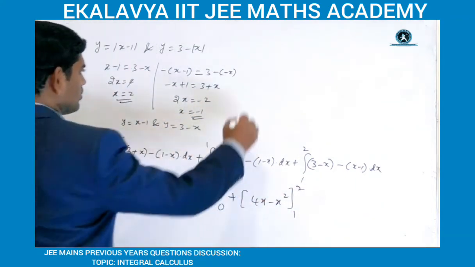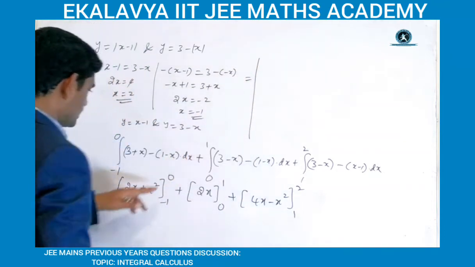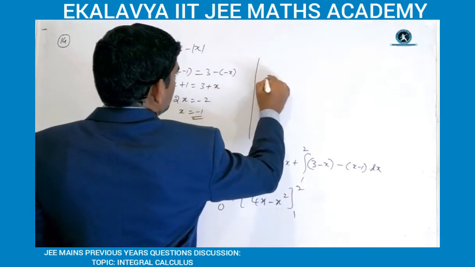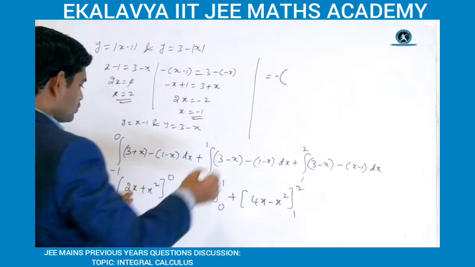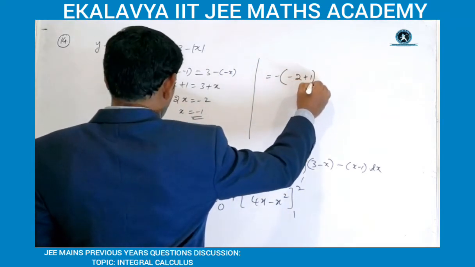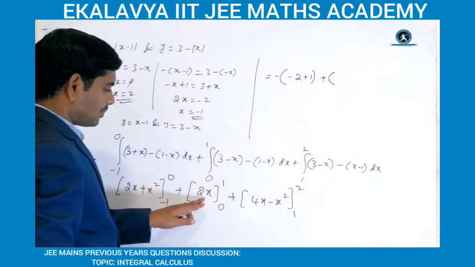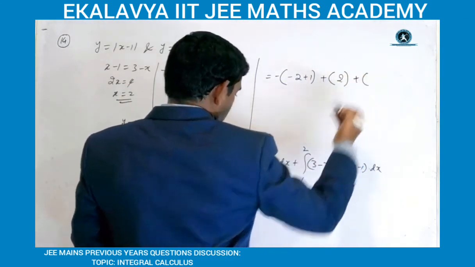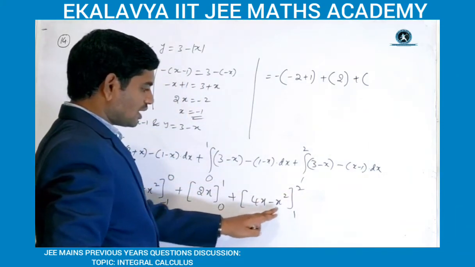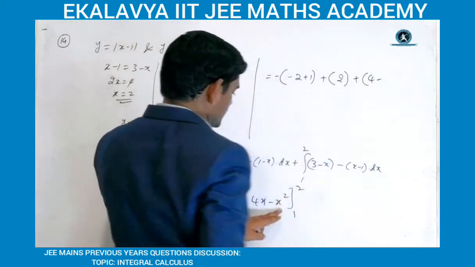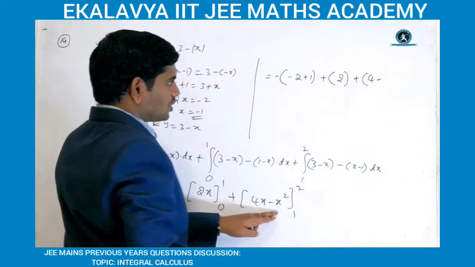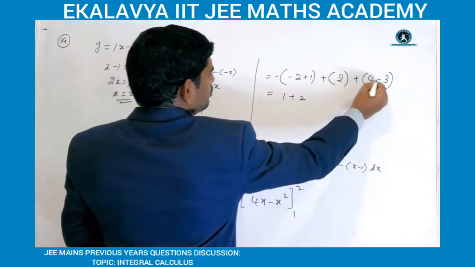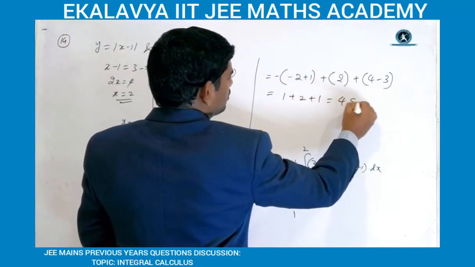Now we substitute the limits. If we substitute 0, this entire term becomes 0, minus of, if we substitute minus 1, we get minus 2 plus 1. Then plus, if we substitute the upper limit here, we get 2 minus 0, so finally 2. Plus, here if we substitute the upper limit, 4 twos are 8, 8 minus 4, and minus of, substituting 1, 4 minus 1, 3. Now this equals 1 plus 2, and 4 minus 3 is plus 1, which is equal to 4 square units.